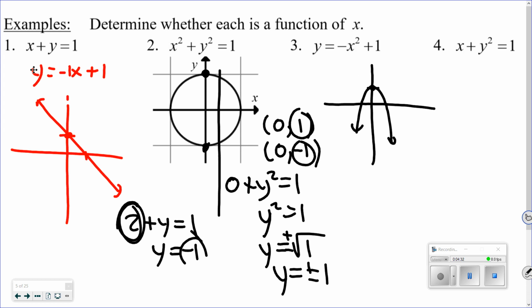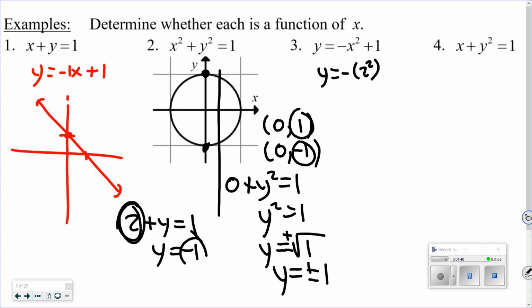If you think about the equation, pick a number and plug it in there and think about what happens. Say I plug 2 in there. I'd get y equals negative 2 squared plus 1. That's negative 4 plus 1. I plugged 2 in, I only got 1 value back out. And it doesn't matter what you plug in for x, you always just get 1 thing back out. So it is a function.